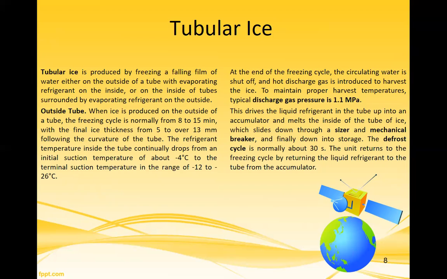Outside tube: when ice is produced on the outside of a tube, the freezing cycle is normally 8 to 15 minutes, with a final ice thickness from 5 to over 13 mm. It is tubular ice, following the curvature of the tube. The refrigerant temperature inside the tube continually drops from an initial suction temperature of -4°C to a terminal suction temperature in the range of -12°C to -26°C.